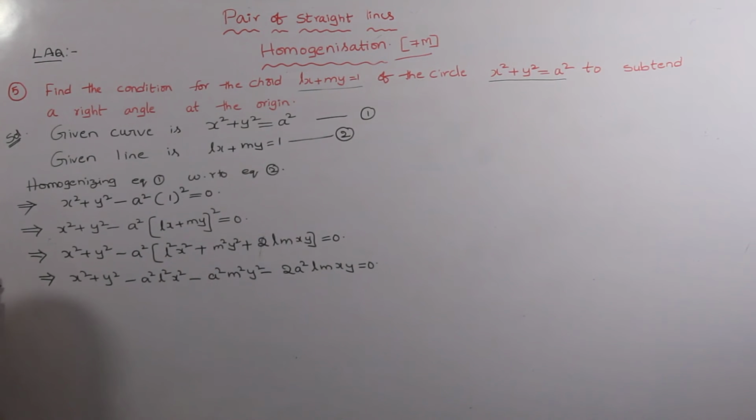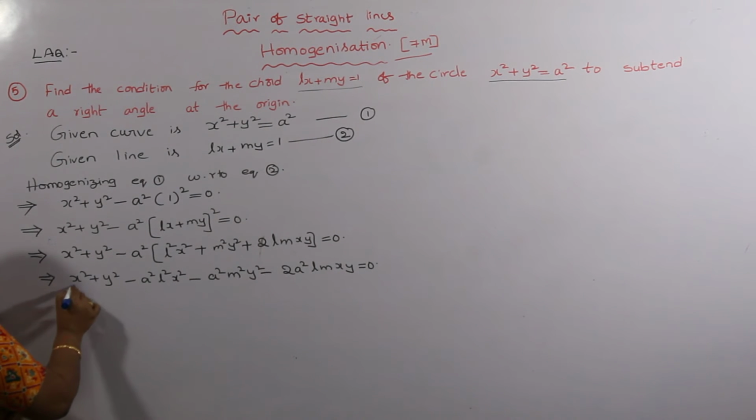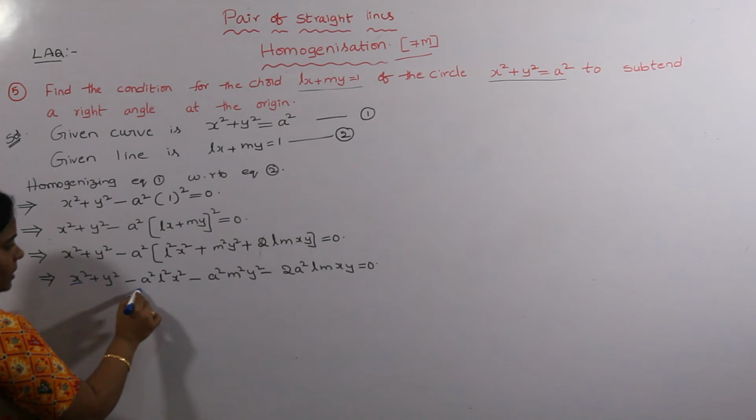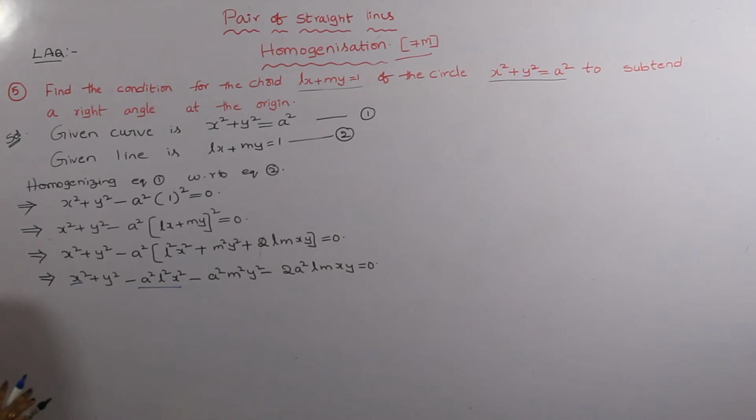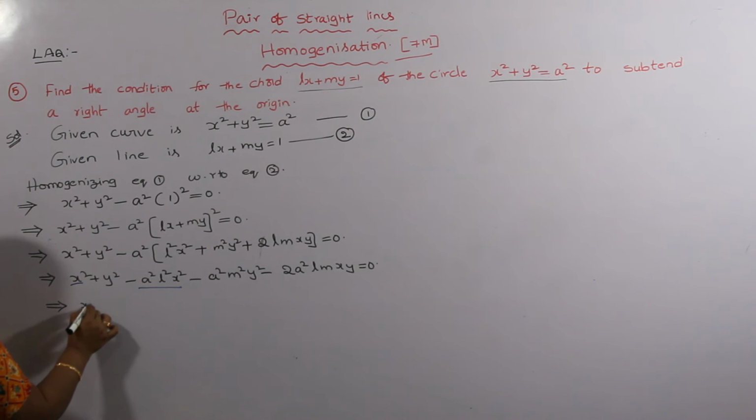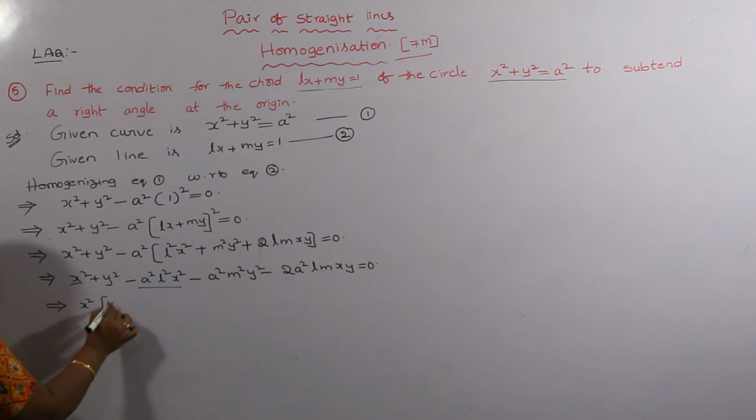First, compare the coefficient of x square. I am underlining the x square coefficients in this equation. Here this is one x square term, and this is one more x square term. From this take x square common, and from this take x square common. That is x square of, here the x square coefficient is 1.